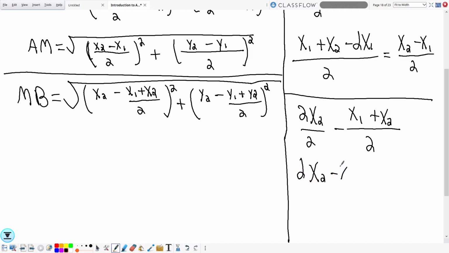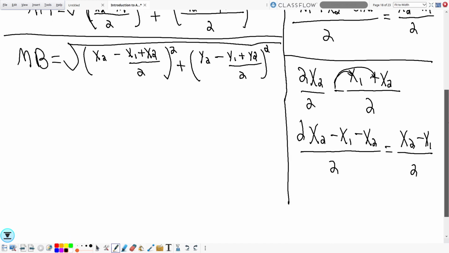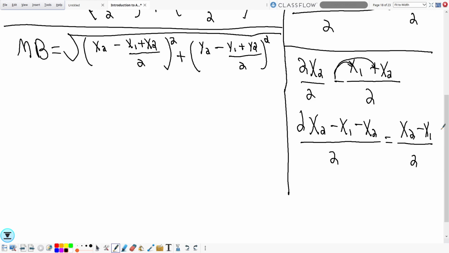2x2 minus x1 plus, no, what am I missing? Minus x2 over 2. And that's just going to simplify to x2 minus x1 over 2. And the reason I did both negative is we have to distribute. Okay. Alright, so hopefully that makes some sense. And of course, the same thing is going to happen with the y values.